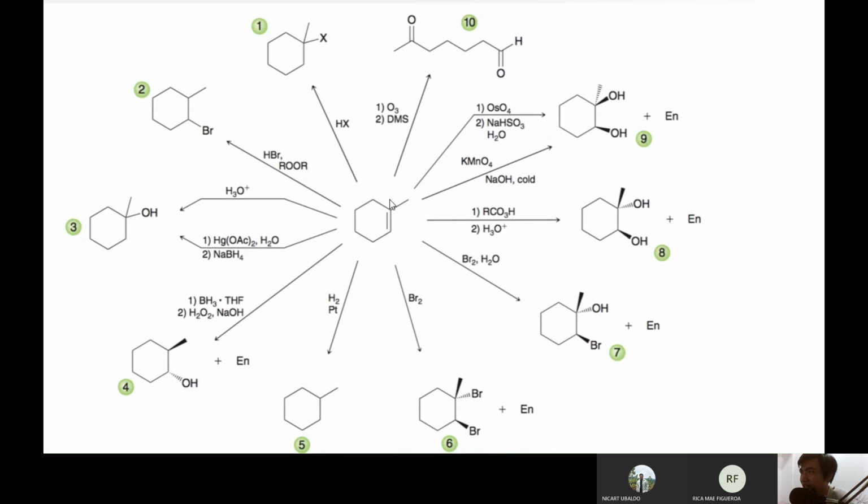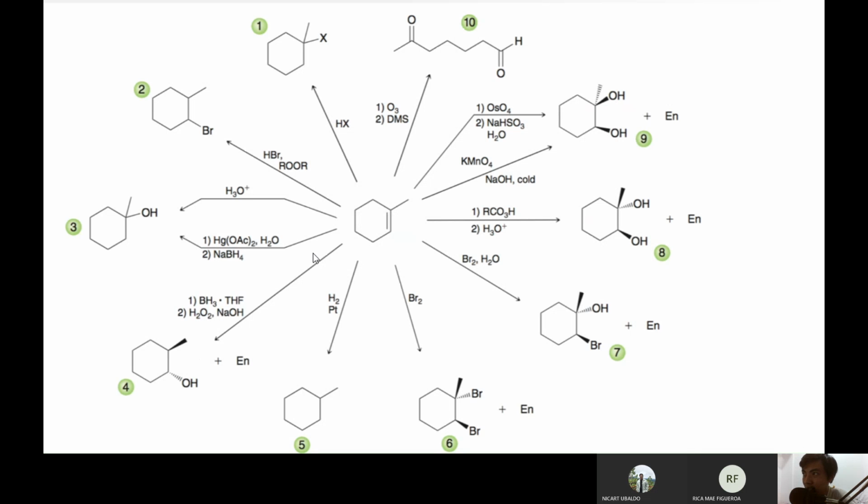For example, when it becomes like this, that's ozonolysis. This is syn dihydroxylation. This one, with KMnO4, is also syn. This is anti dihydroxylation with your peroxy acid. This is the halohydrin reaction. This is the halogenation reaction. This is catalytic hydrogenation. Basically, you just add hydrogen there.